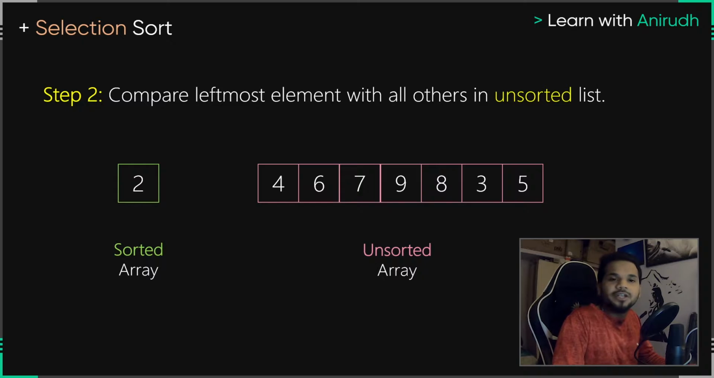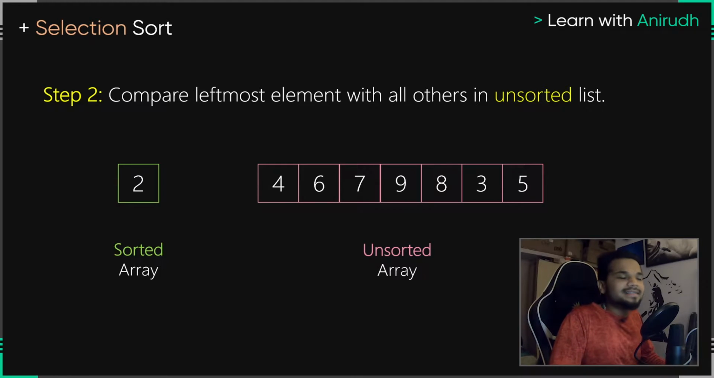So we just shift it to the left and we keep it in its place. Step number 1. Now, coming to step number 2. Step number 2 is we will not touch this anymore. 2, in our opinion, is considered to be sorted. So what we are going to play around with is this unsorted array that you see on the right side.